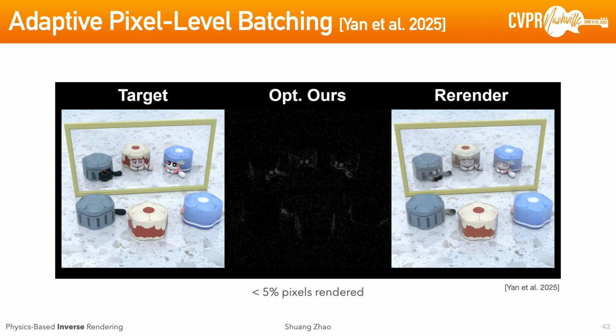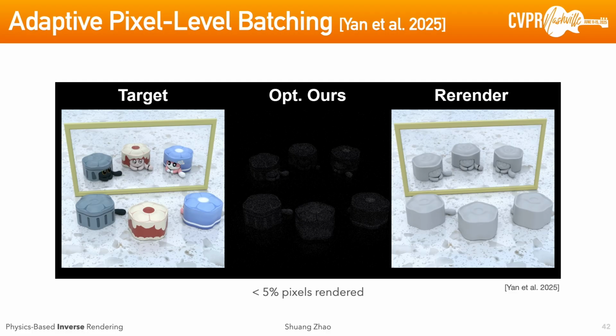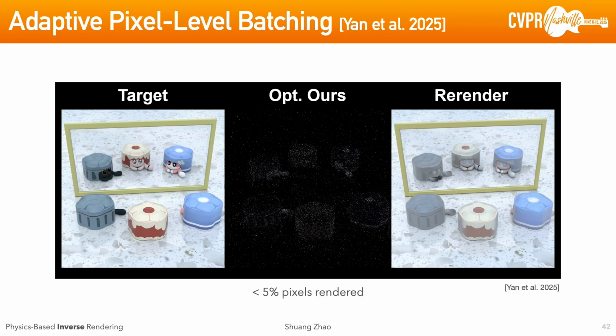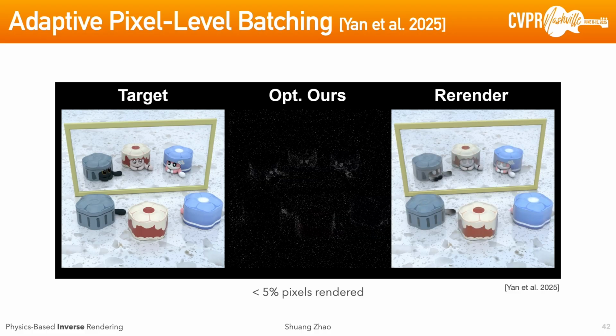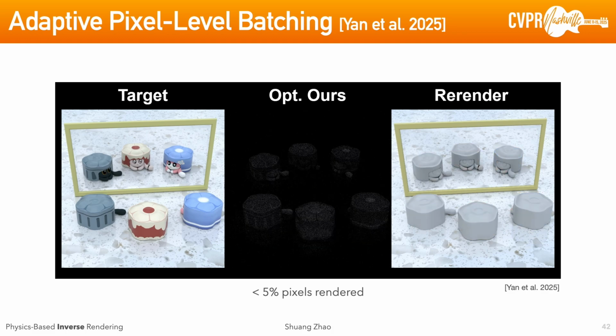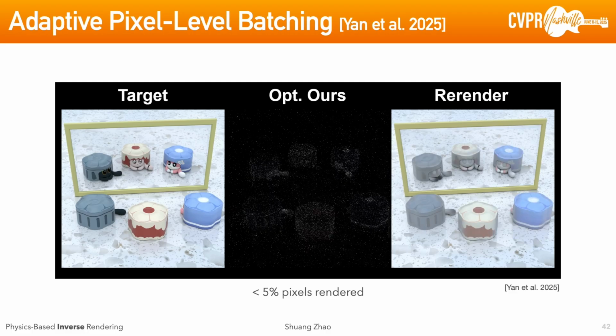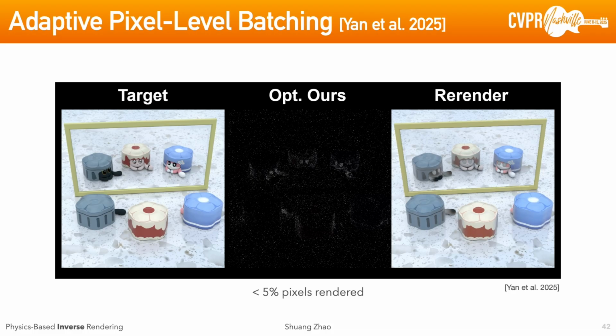So if we just render it using uniform sampling, you can see, okay, some things are still being changed, but after the same number of iterations, the results are very far from convergence. So basically, in this work, we're trying to show that by doing pixel-level batching in a clever way, you can achieve drastically faster convergence.